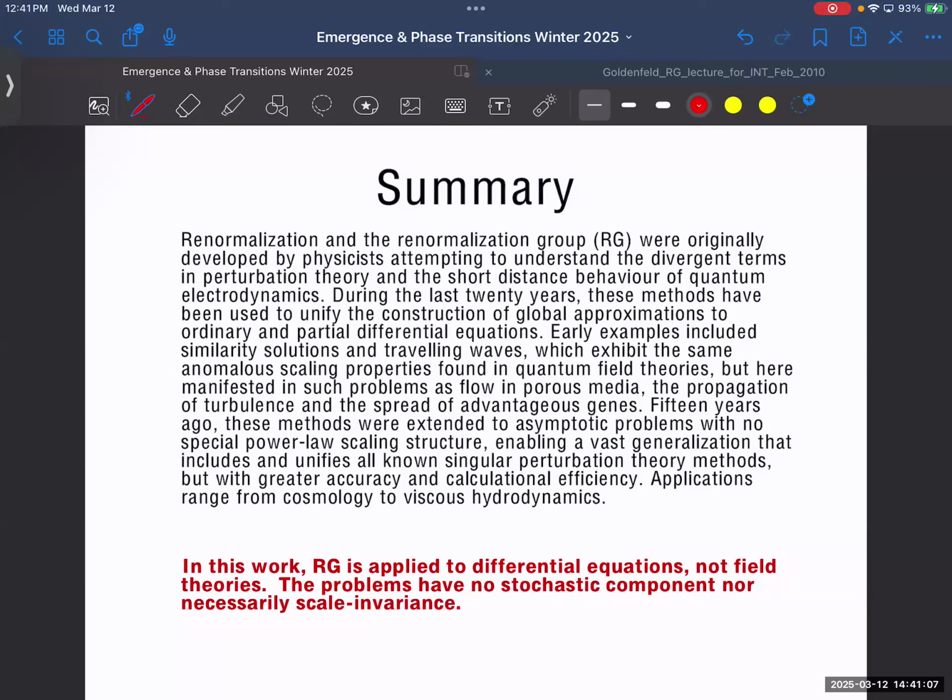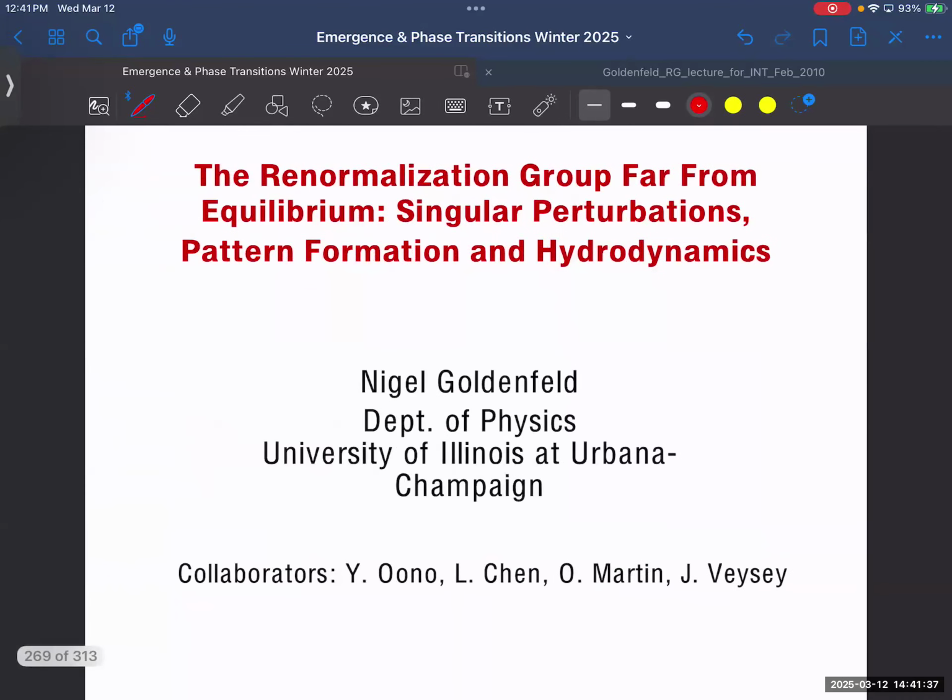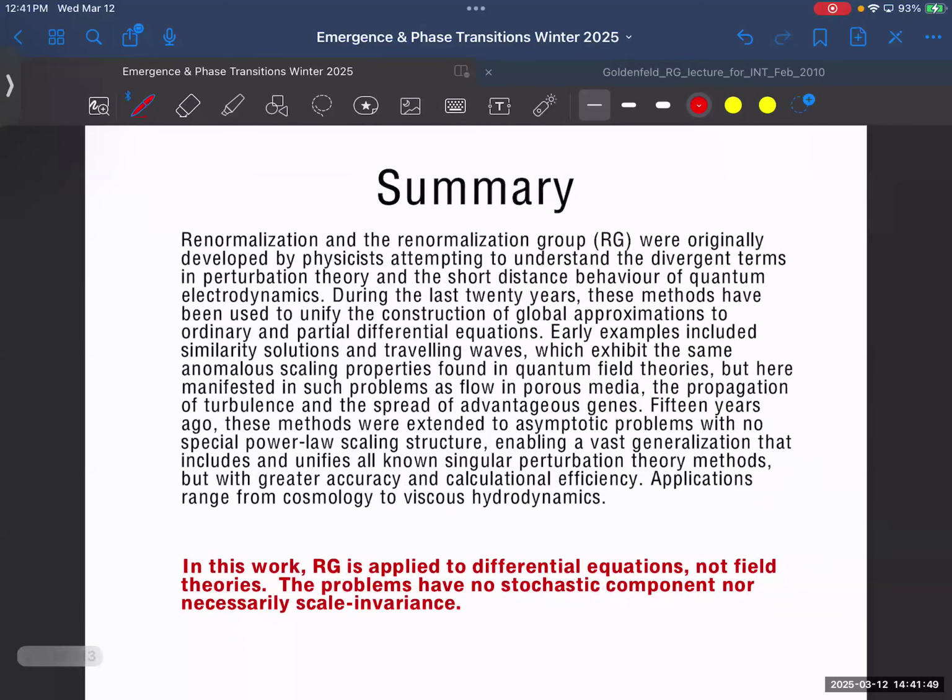So now I'm going to show you that the same thing happens in many examples in physics. I'm going to talk about one here primarily, which is a problem like the flow of a fluid in a porous media, but it also happens in the propagation of turbulence. It happens in problems in ecology, and this is work that was my original work in the late 80s and early 1990s, in collaboration with Yoshi Ono and students Lin-Wan Chen, John Vasey, and postdoc Olivier Martin. So this is all work that you won't find in any textbook except mine.